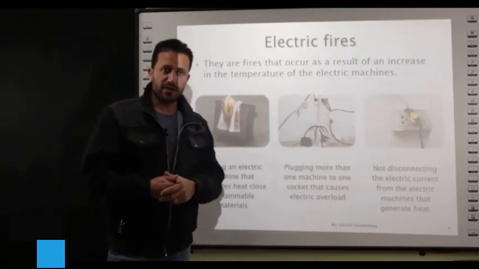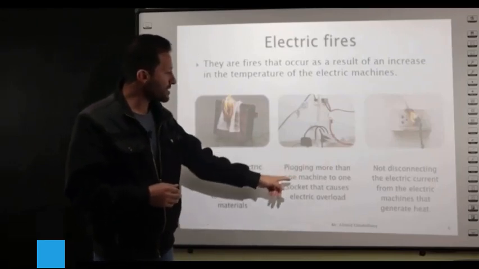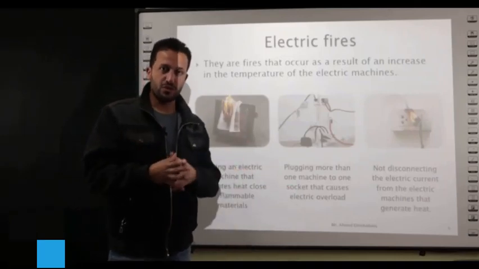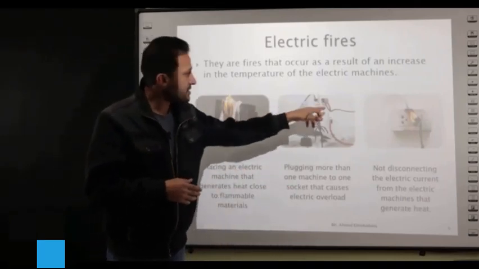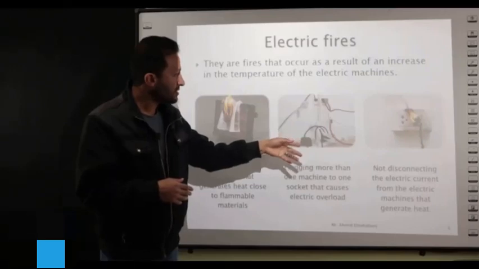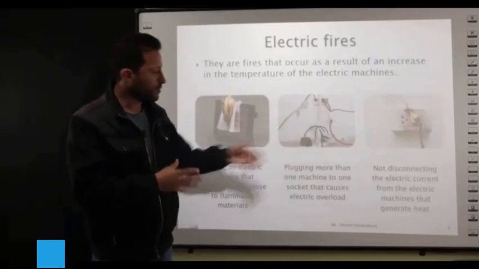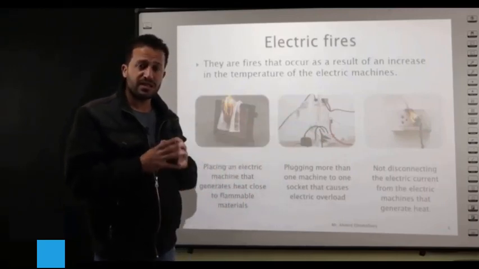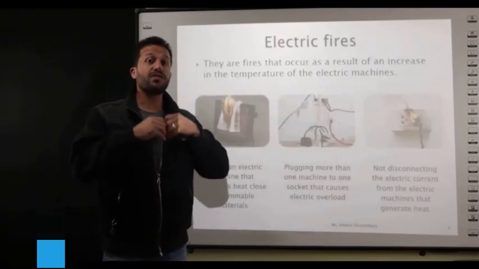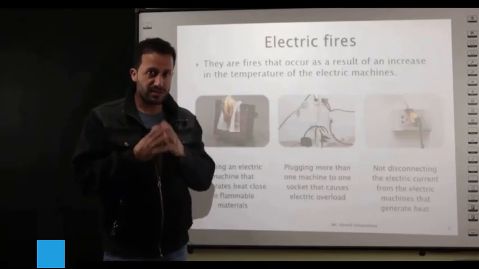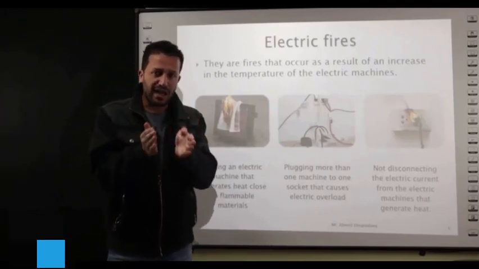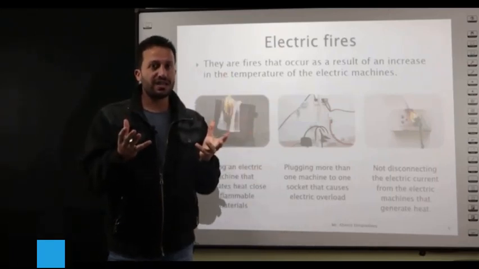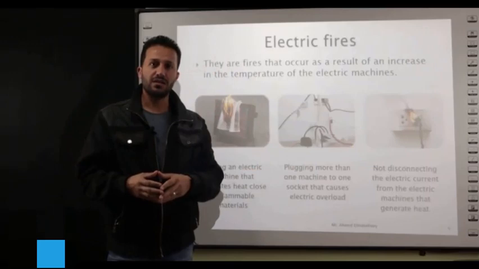Number 2, another cause of electric fire, plugging more than one machine into one socket. And some of us do this. This is a socket, and as we see, this man or this woman puts more than one machine in the same socket. This will cause something called overload. Overload means that the socket can't handle the whole amount of electric energy that comes out from it.